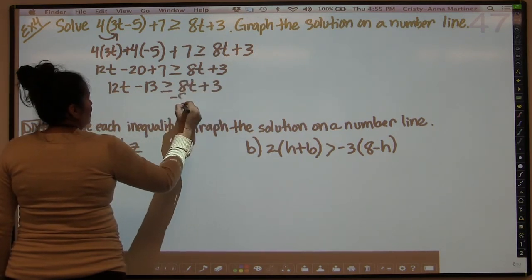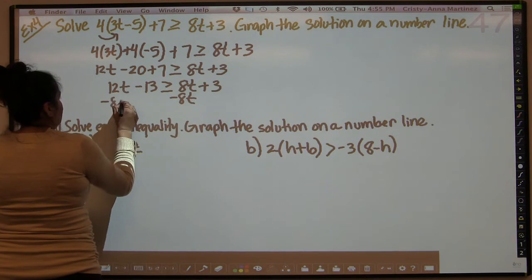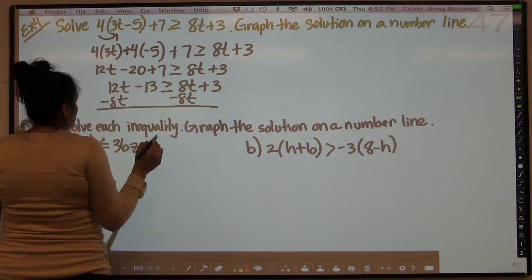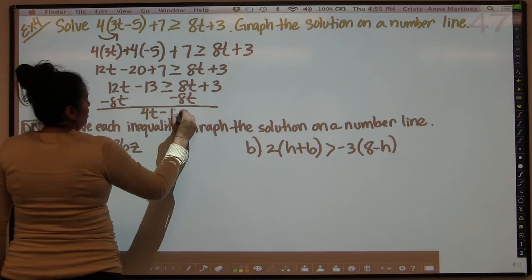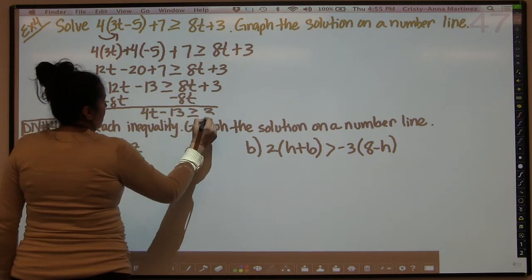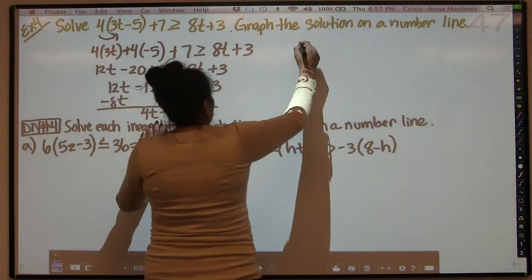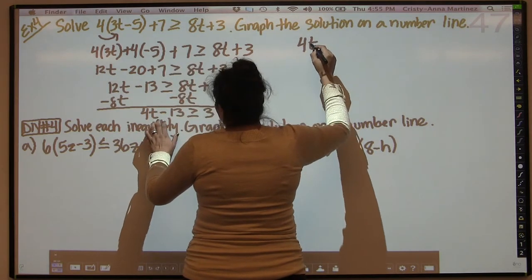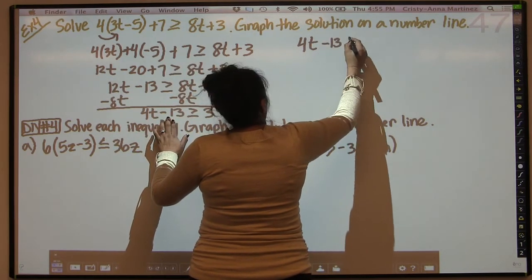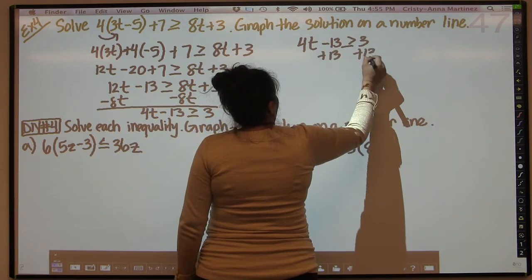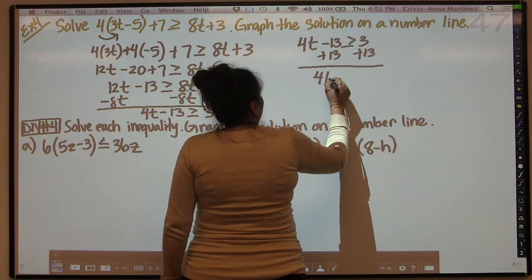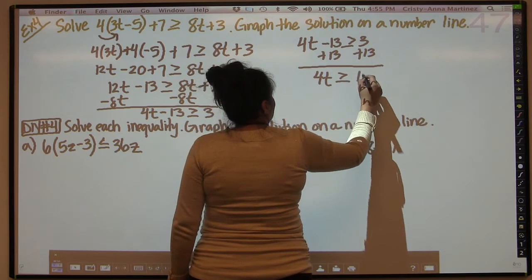I'm now going to bring these 8t's to this side with his other little friends, and 12 minus 8 is 4t minus 13 greater than or equal to 3. So that means I'm running out of space again. We want to bring that 13 to the other side, giving us 4t greater than or equal to 16.